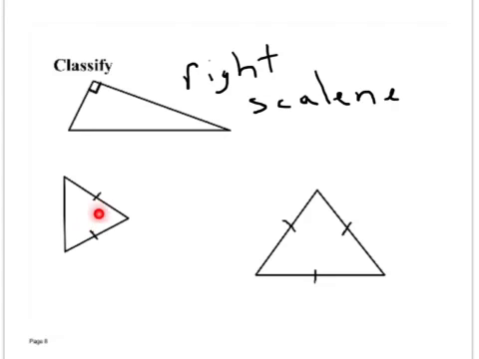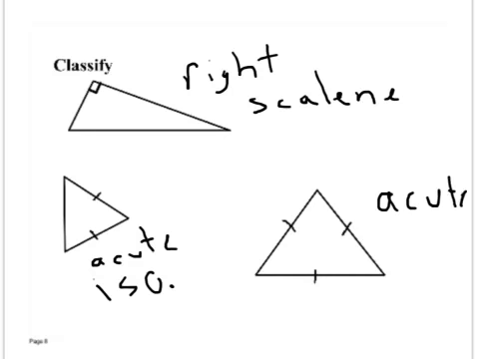Down here, bottom left, it's an acute triangle because it has all acute angles, and it's isosceles. This one is acute, and is equilateral, because all the sides are equal and all the angles are acute.